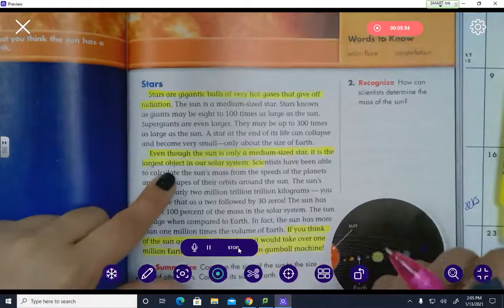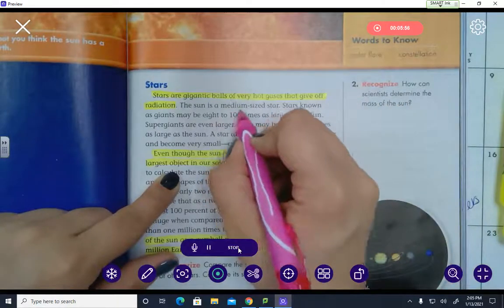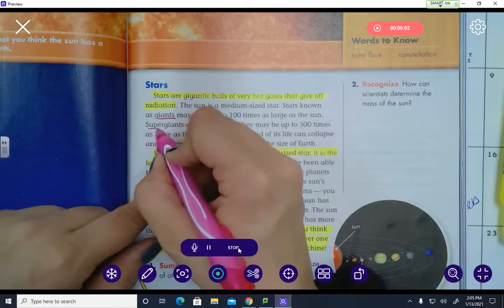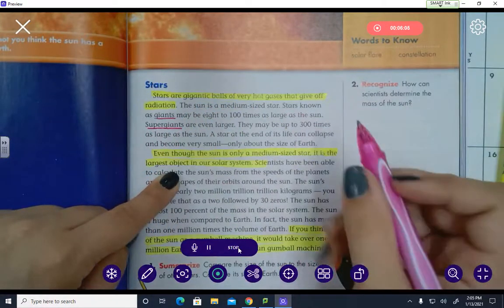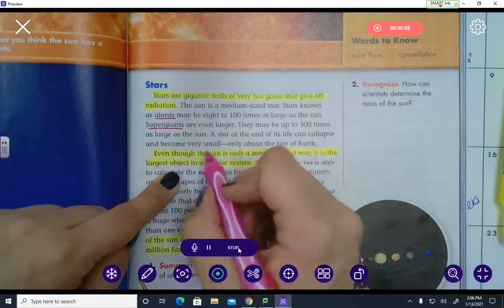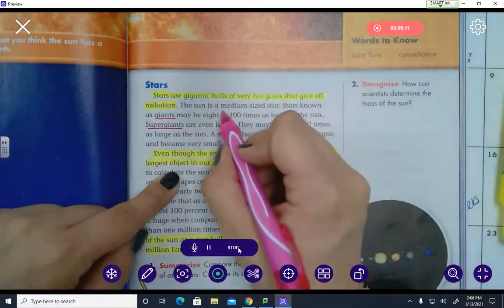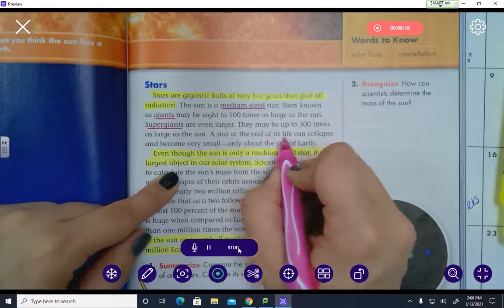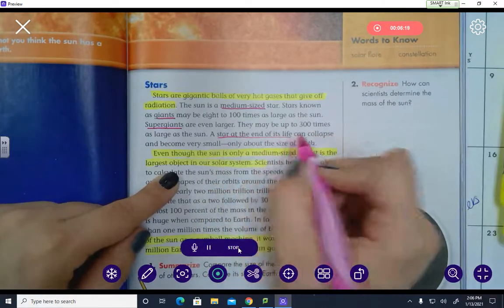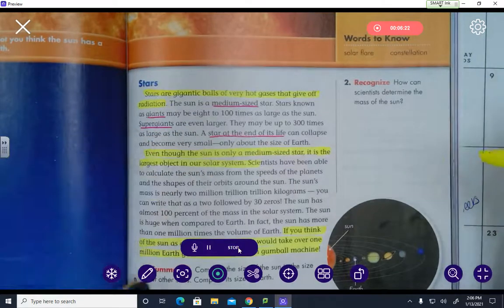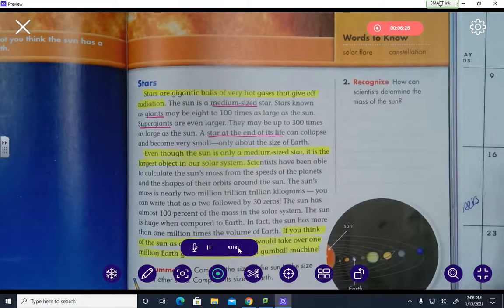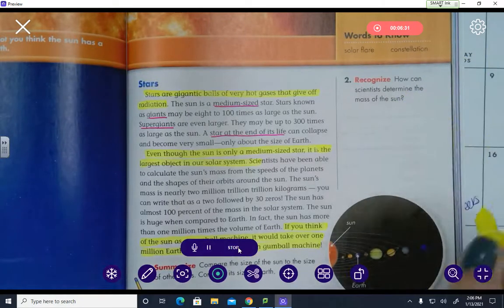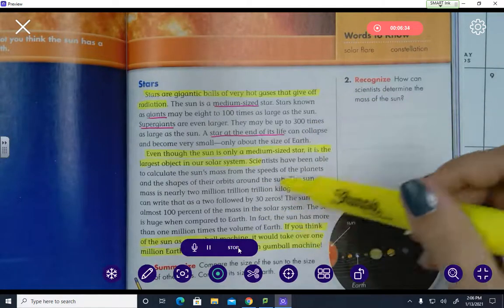We talked about medium-sized stars, stars known as giants, stars known as supergiants, and then the end of a star's life. So we have a medium-sized star, we have a giant, we have a supergiant, and then a star at the end of its life. Okay, so that's going to help you with that one, and then you can use down here to answer that one as well. Number 2 says, how can scientists determine the mass of the sun? We talked about that in here as well.